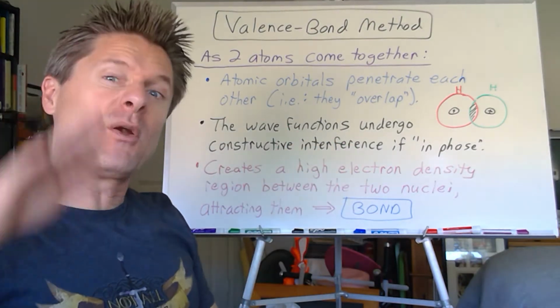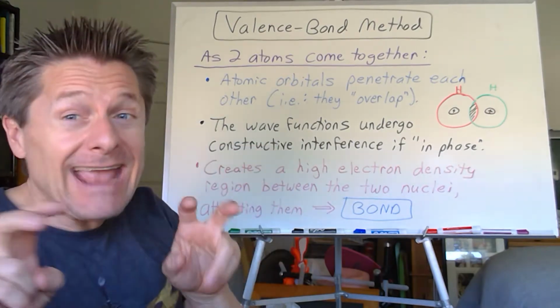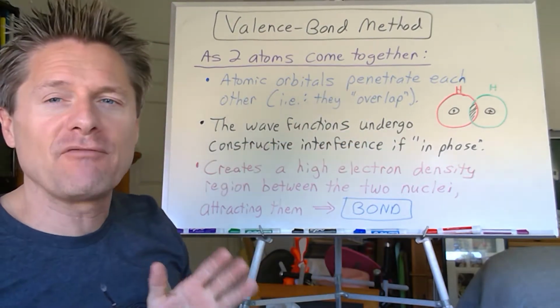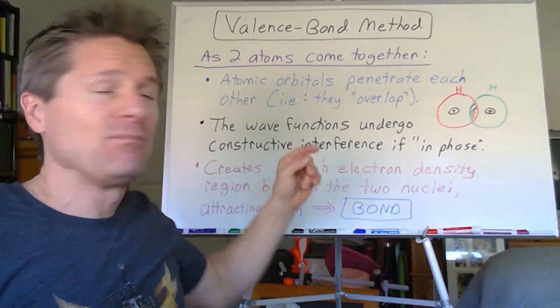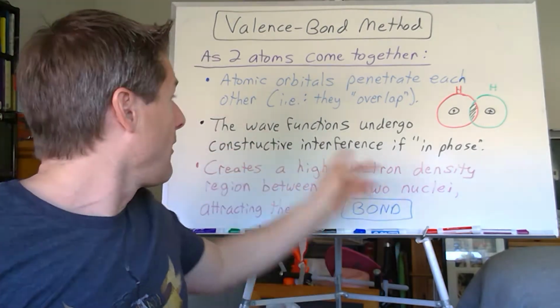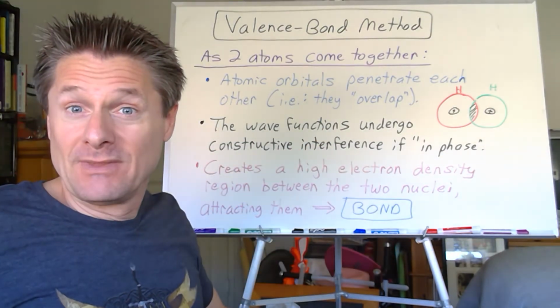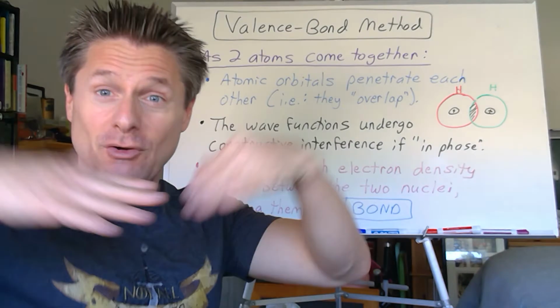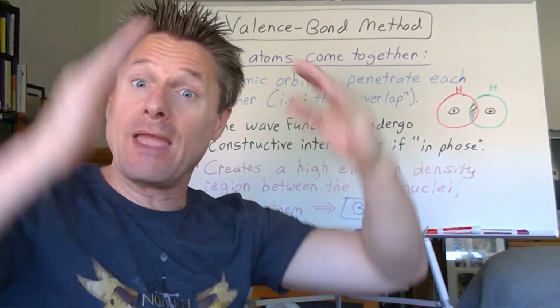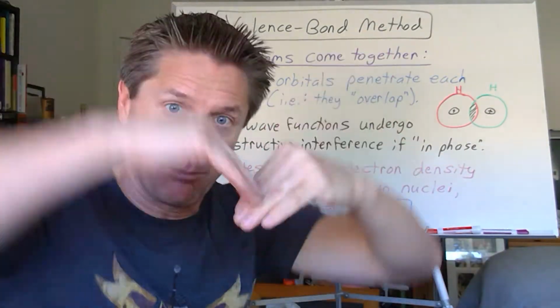Now, really, remember they're wave functions. So technically, this is how most people talk about the valence bond method, but technically, the wave functions are combining, right? And remember constructive and destructive interference: if we have two waves coming and they're in phase, boom!